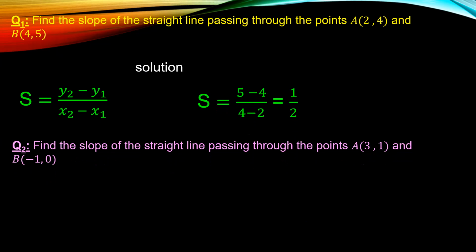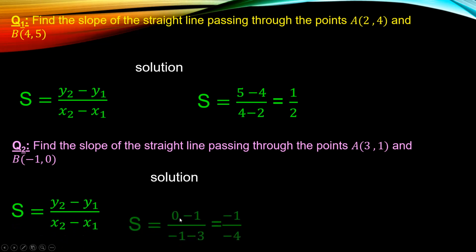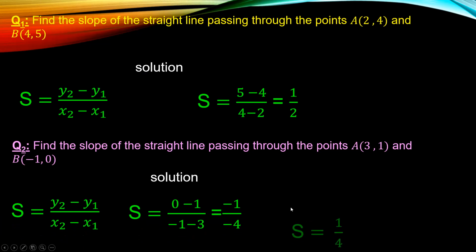Question 2, find the slope of the straight line passing through the points A (3, 1) and B (-1, 0). Let's write our rule. The slope equals (y2 minus y1) over (x2 minus x1). It will be 0 minus 1 over negative 1 minus 3. So 0 minus 1 equals -1, and -1 minus 3 equals -4. Cancel the negatives up and down. So the slope will be 1/4.